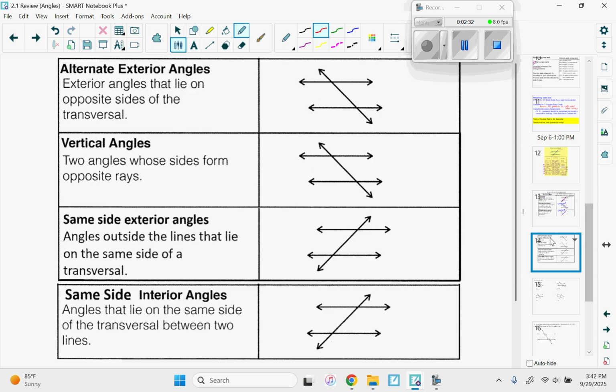Moving on, alternate exterior angles, pretty similar, except now, the key point here, interior is inside your parallel lines, and exterior is outside your parallel lines. All right, so an example of alternate exterior angles would be this angle here and this angle over here. Those angles, you'll notice, are both acute angles, and they are congruent.